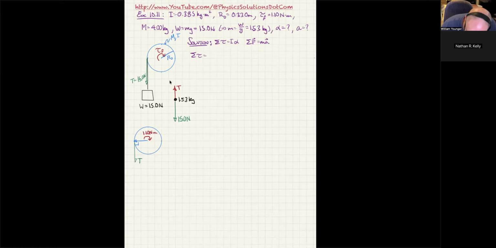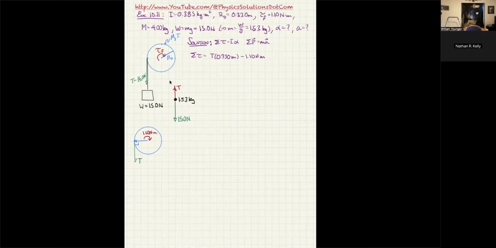So now I can go ahead and write out what the left-hand side of Newton's second law for rotation is. That's the summation of the torques. Again, I'm treating counterclockwise rotation, or counterclockwise-causing torque, as positive. So in this case, I'm going to say T times R, which is 0.330 meters, minus 1.10 Newton meters. That's all we can write right now for the left-hand side.